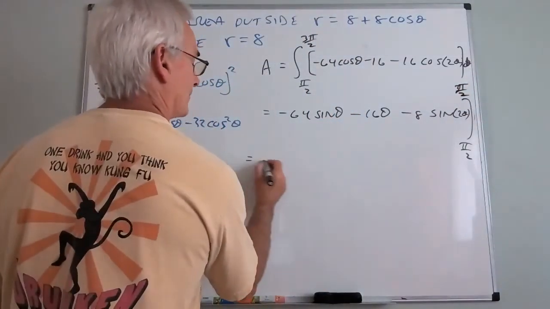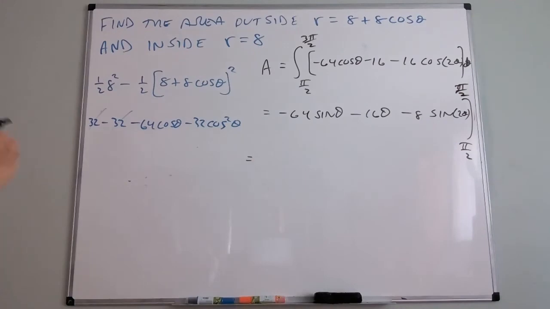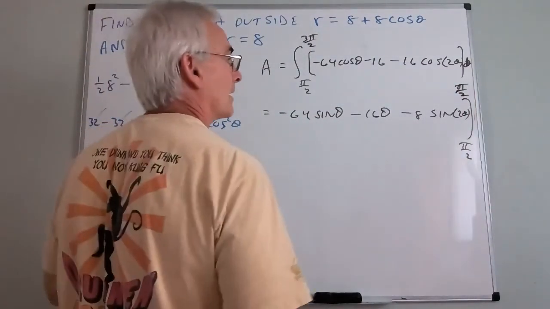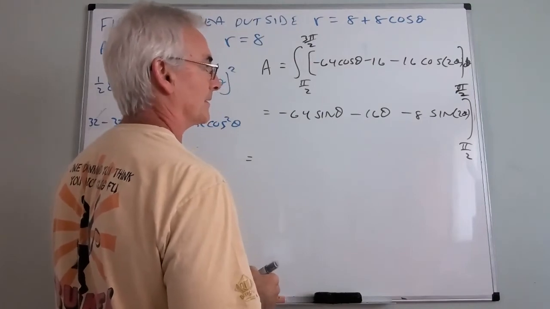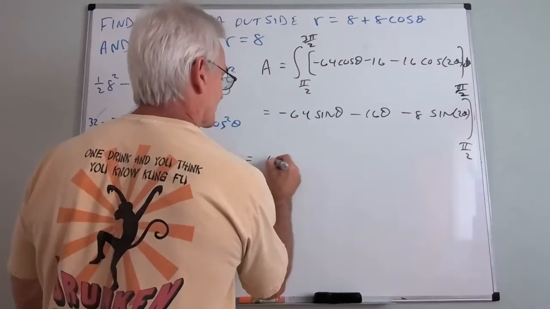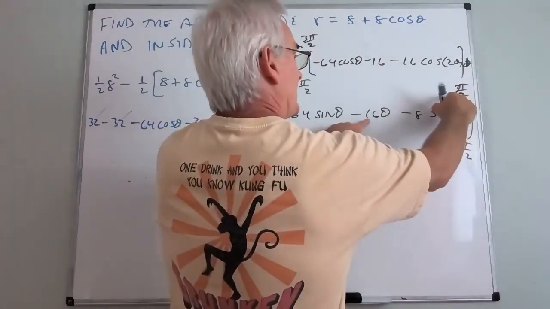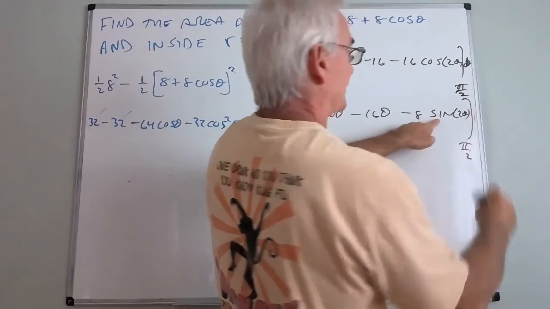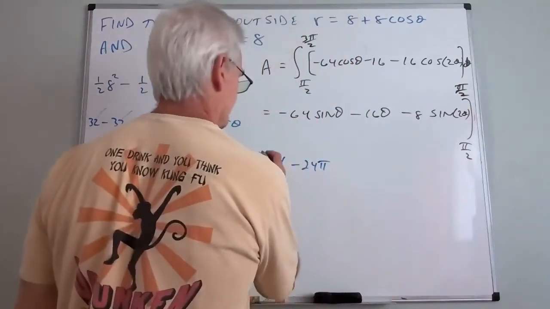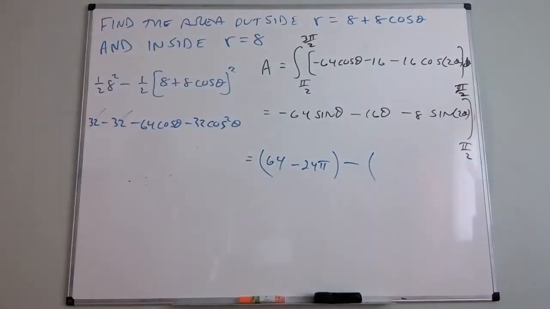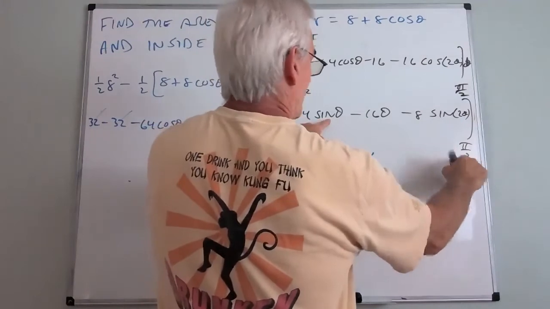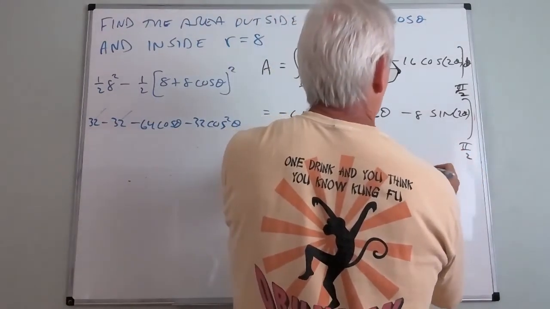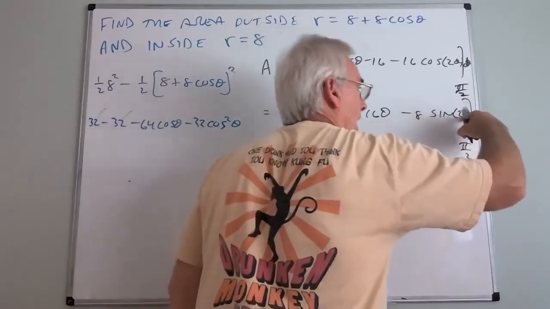All right. So what is the sine of 3 pi over 2? Anybody? Negative 1. Oh, so this will be positive 64. Negative 16 times 3 pi over 2 would be minus 24 pi. Now I have sine of 3 pi, that's 0. Sine of pi over 2, we know that's 1, so this will just be minus 64. Minus 16 times pi over 2, so that'll be minus 8 pi. Sine of pi, again, that's 0.